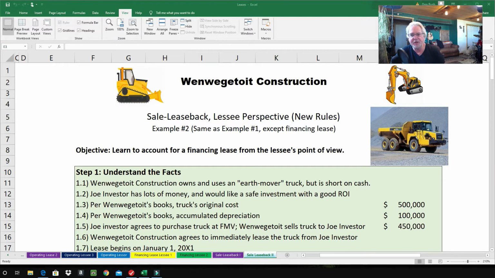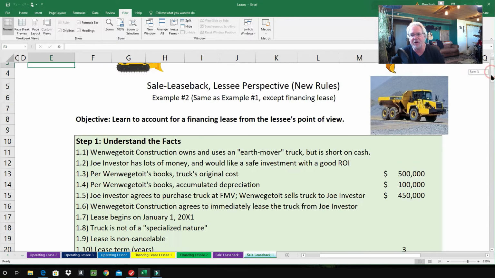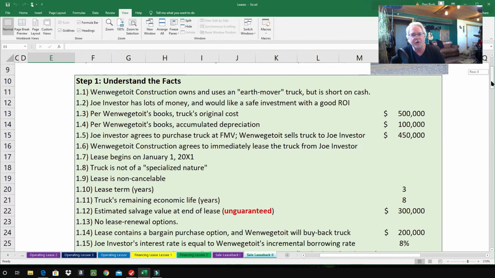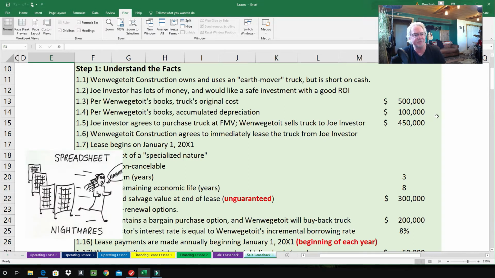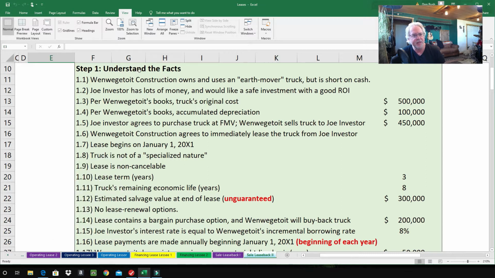So here we go. Let's look at the facts here, folks. Let's see what's going on. And as I always mention, when I work on these leasing problems, a lot of them are very complicated. And so I like to just list the information out. And I also like to put all the numbers in a column so that way I can copy them down into my spreadsheet and use Excel on this. My goodness, it's way easier with Excel. So here we go. Understand the facts.